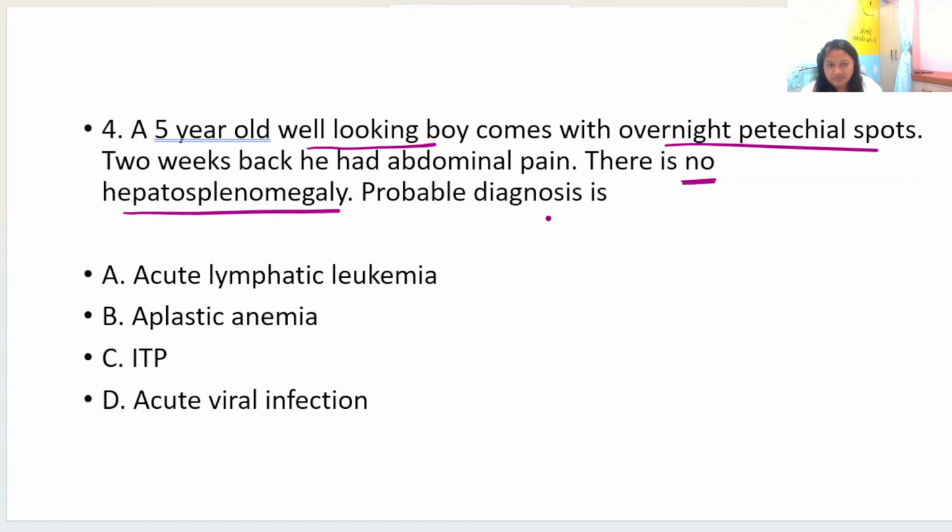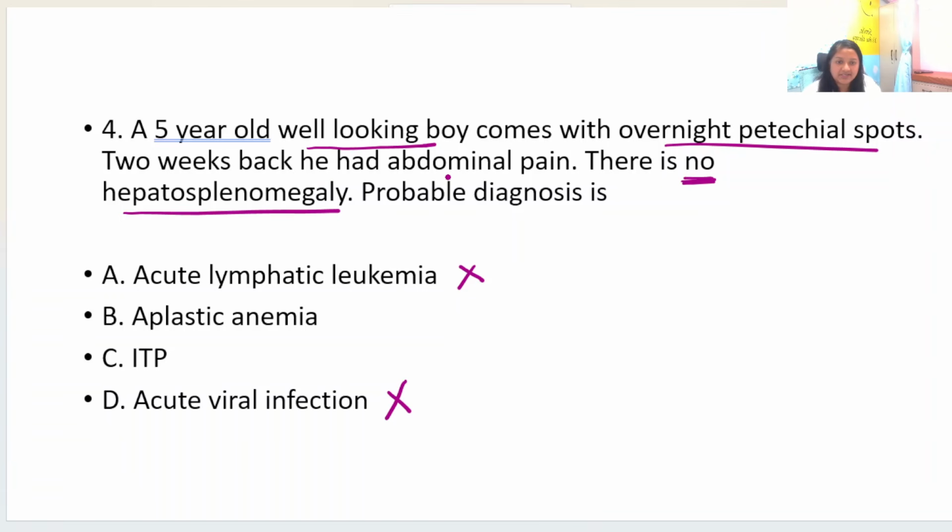Okay, now if there is no hepatosplenomegaly, they are trying to tell you that you can actually rule out acute lymphatic leukemia, and since he is well looking, it's probably indicating that there are no other symptoms of sickness, so you can rule out acute viral infection as well. No hepatosplenomegaly. Okay, aplastic anemia as well as ITP both will have no hepatosplenomegaly in the ideal setting.